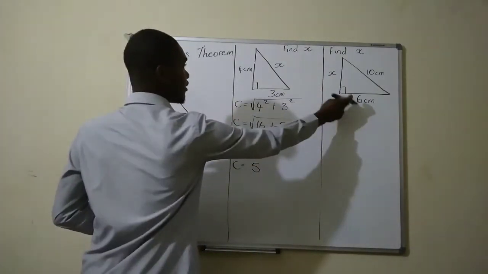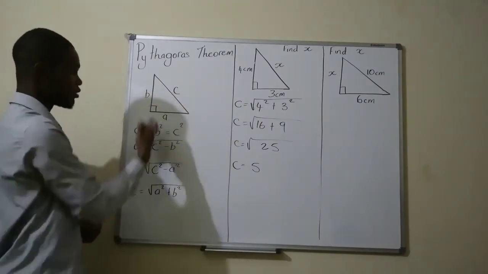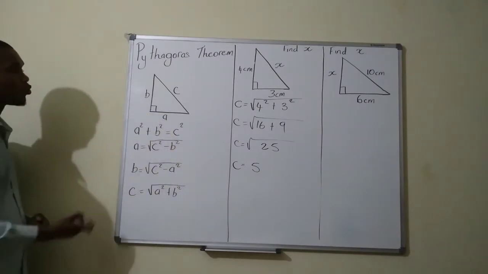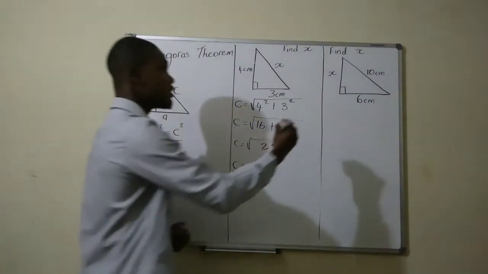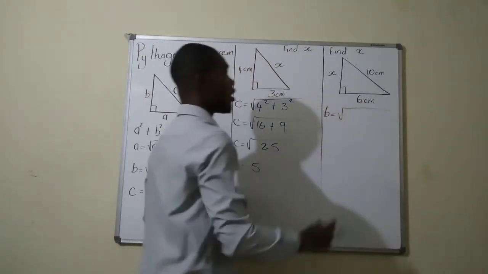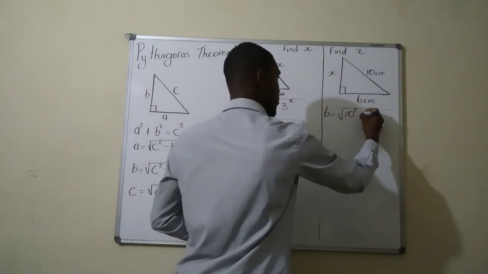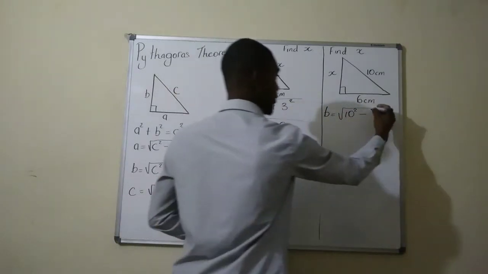Now another example. Here you are given the unknown. You can represent it as b based on this triangle. So you are trying to find b. Look at this side now, which formula? So b must be equal to the square root of the longest side, which is the hypotenuse, 10 squared, minus the 6 squared.